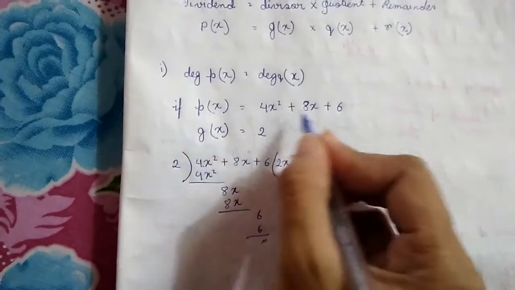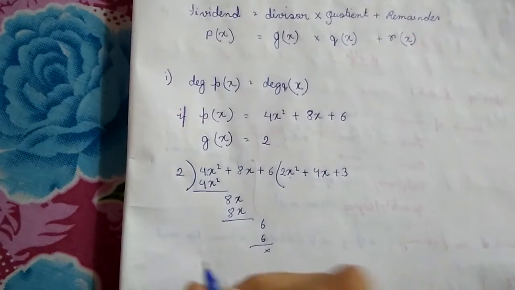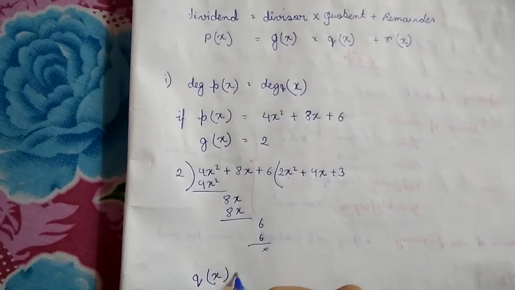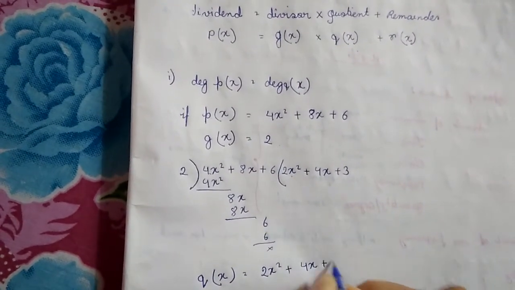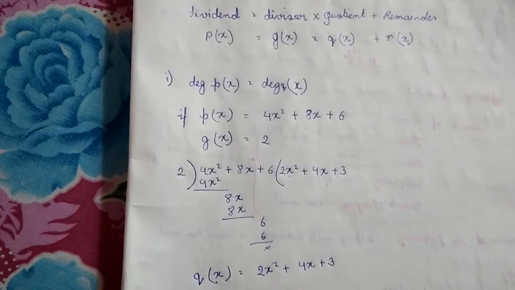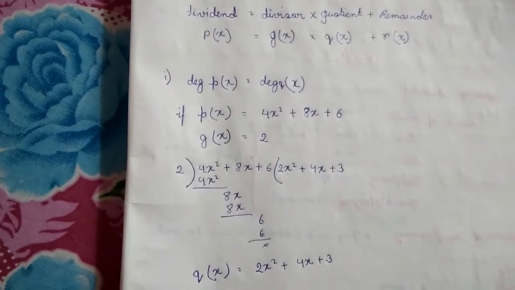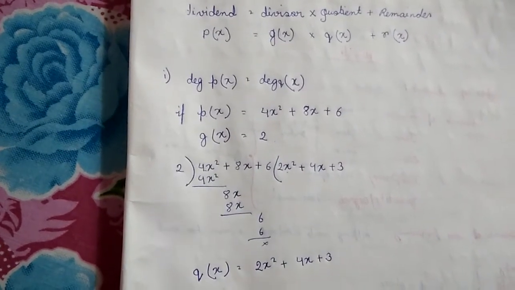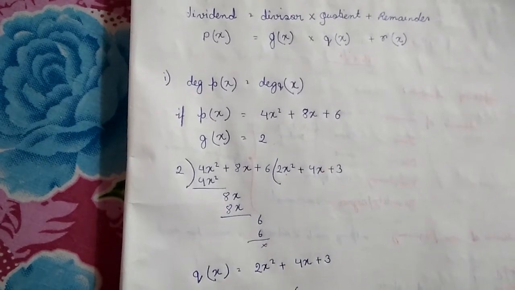So if p(x) equals 4x square plus 8x plus 6, g(x) equals 2 and q(x) equals 2x square plus 4x plus 3, then the degree of p(x) will be similar to the degree of q(x).